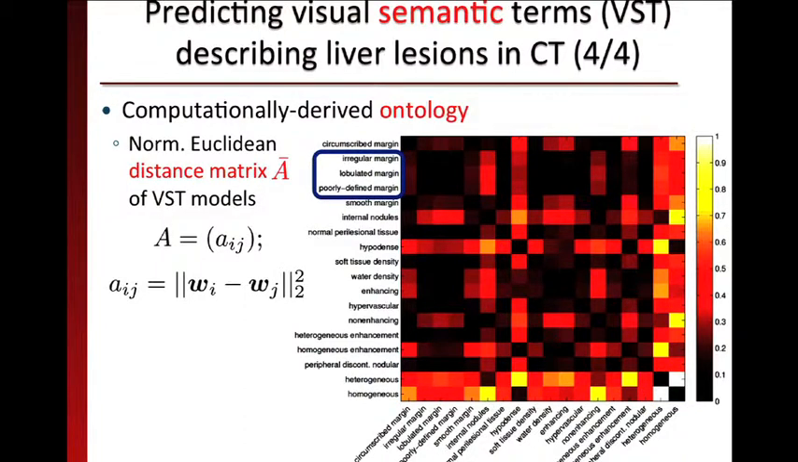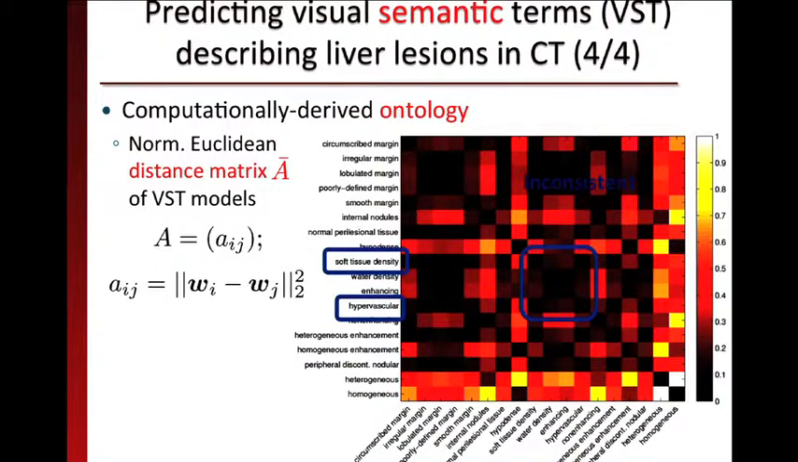Then, again, I hope we can read it well on the screen. But there is here a homogeneous group of terms that are more or less modeling the fact that the margin is not well defined. So we have here irregular margin, lobulated margin, or poorly defined margin. We have another group of terms here that express the fact that the lesion is enhancing, but in a heterogeneous way. But we need to be careful because we also observed some associations that were inconsistent.